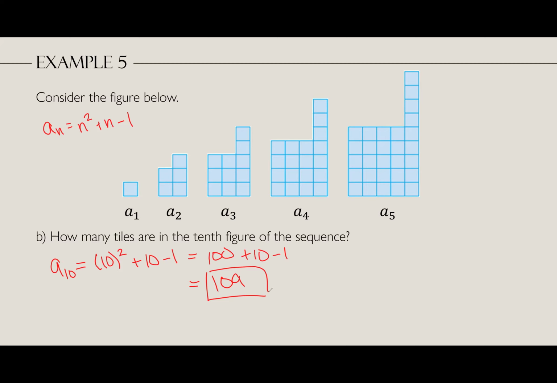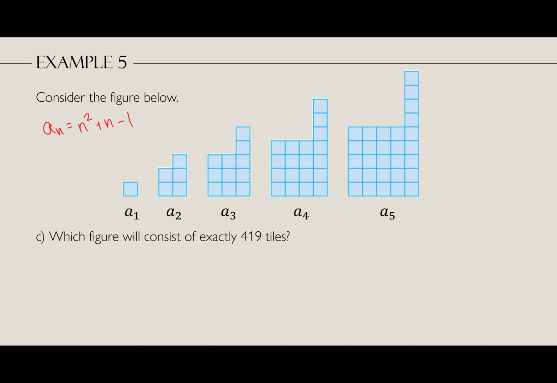Now let's look at part C. Actually, let me erase this so that I have my formula still up. For part C, and our last part for this lecture, which figure will consist of exactly 419 tiles? This one's a little bit different because instead of asking what's A10, A11, or a_n, it's saying, when does it actually equal 419? That is, I'm writing 419 is equal to a_n.